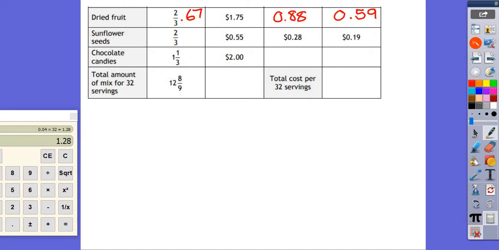Okay, now the important stuff, chocolate candy. I need to know how much it costs for 1 cup. It costs $2 for 2 cups. $1 for 1 cup. I need 1 1/3 as a decimal. I know 1/3 is 3 repeating. So 1.33 is good enough. So 1.33 times 1 gives me 1.33.